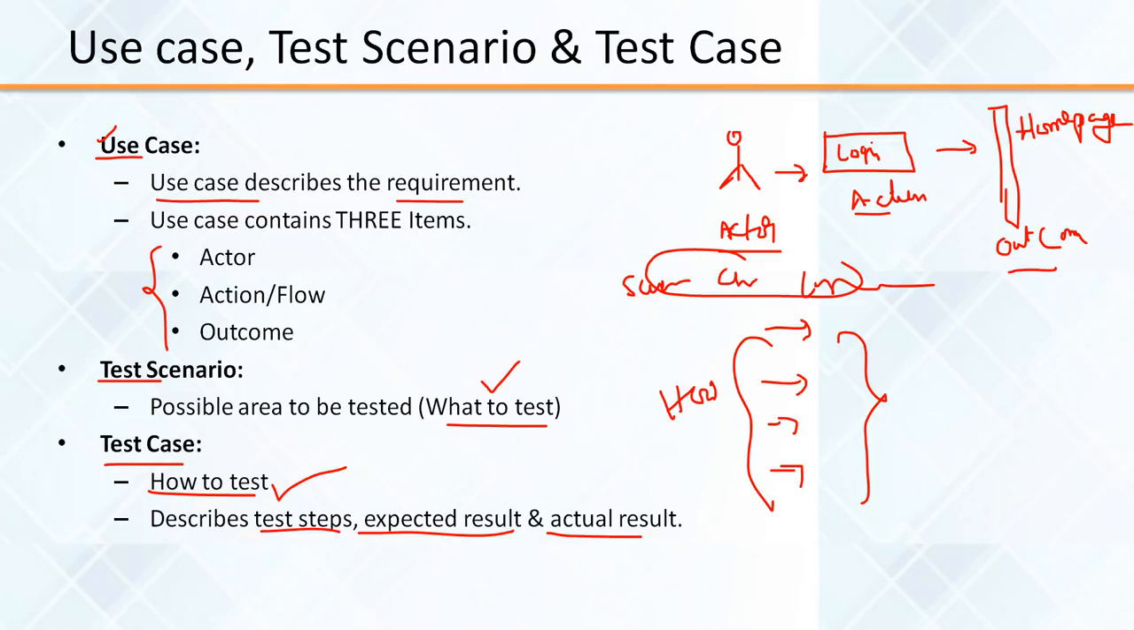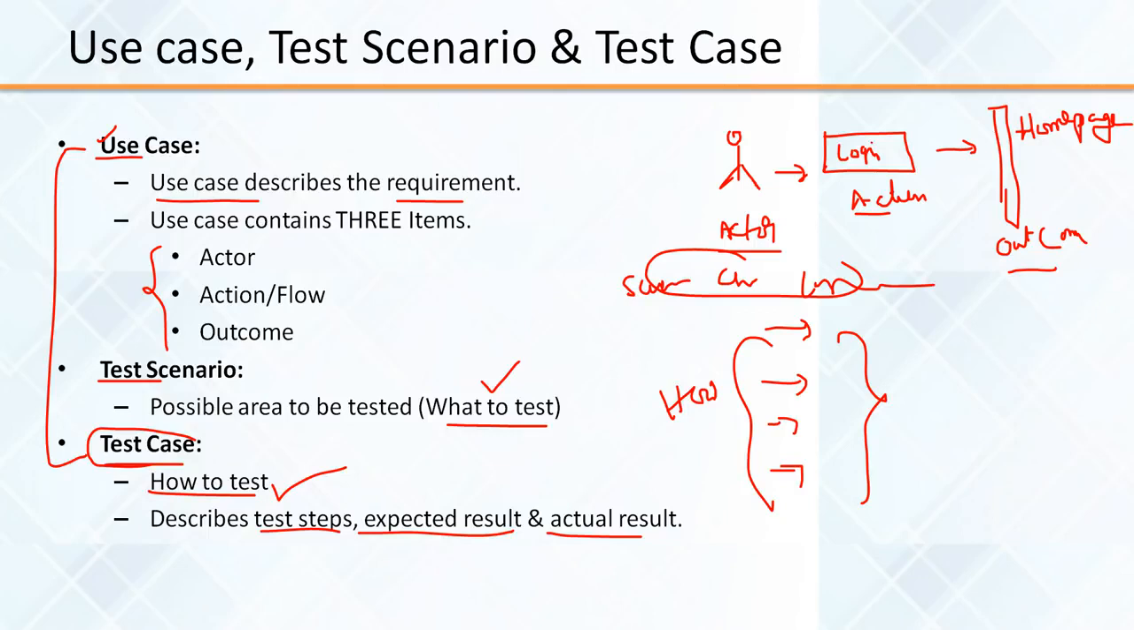And the main focus of a test case is how to test, meaning we have to write detailed steps. So that is all about the test case. People will ask, what is the difference between use case and test case? Most people get confused here. People think they are exactly the same, but it is not the same. A use case is a requirement. It describes the requirement which is part of the requirement document. And a test case describes how to test the requirement, how to test that use case. That is the main focus of the test case.